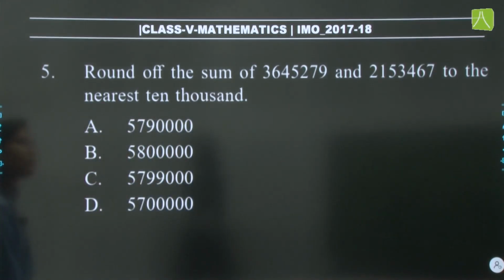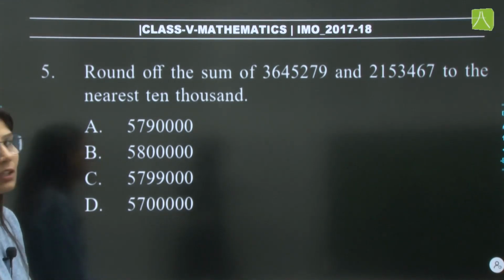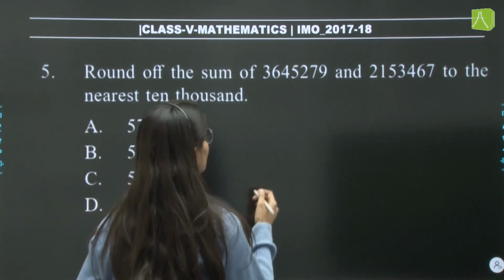Round off the sum of 36,45,279 and 21,53,467 to the nearest 10,000. So first let's do the sum.